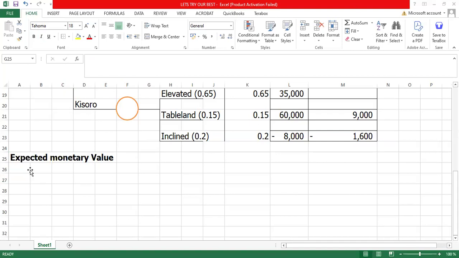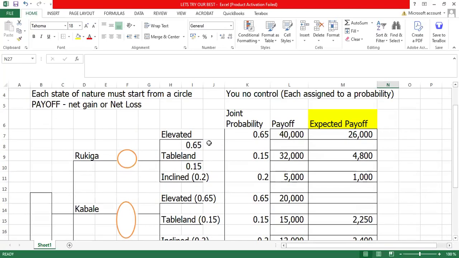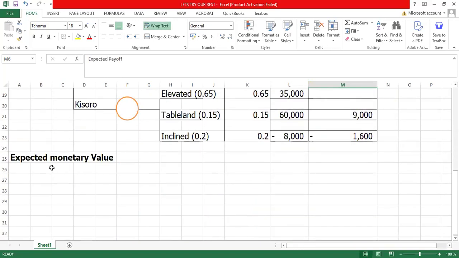Okay, so how do we get expected monetary value? Using the decision tree. Already you have your expected payoffs. You need expected monetary value for each alternative: for Ruchiga, for Kabare, and for Kisoro.